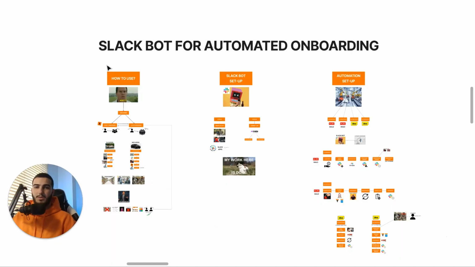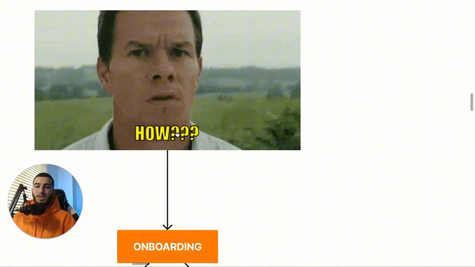Like I said in the introduction, we're going to be going over 3 different things today. Firstly, how to actually use this. Secondly, we're going to set up the Slack bot. And thirdly, we're going to set up the different automations that enable you to use this Slack bot to automate your onboarding. But the first thing we need to talk about is how to actually use this.